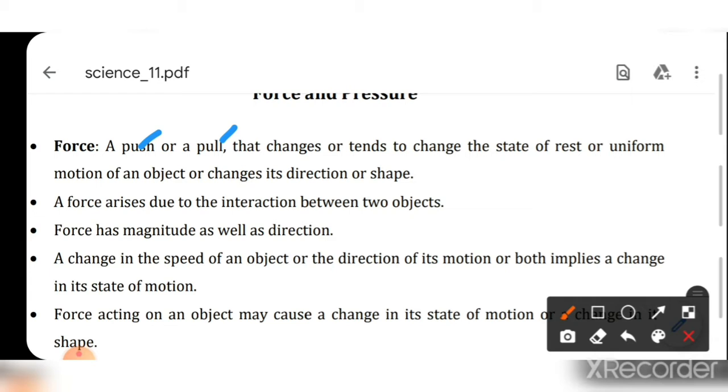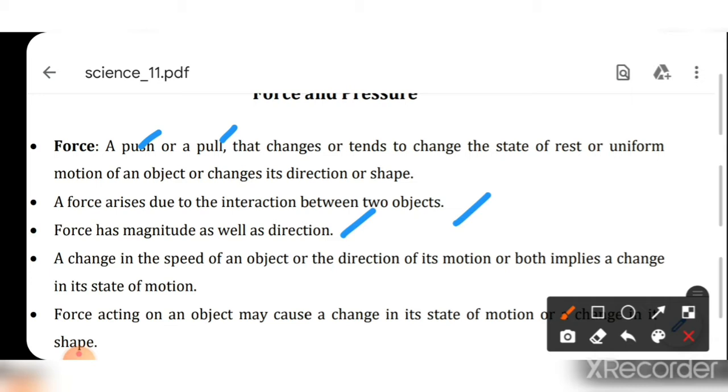A force arises due to the interaction between two objects. When does force arise? When there is interaction between two objects. Force has magnitude as well as direction, so it is a vector quantity. What kind of quantity is force? Vector quantity, because it needs magnitude with direction. A change in the speed of an object or the direction of its motion or both implies a change in its state of motion.